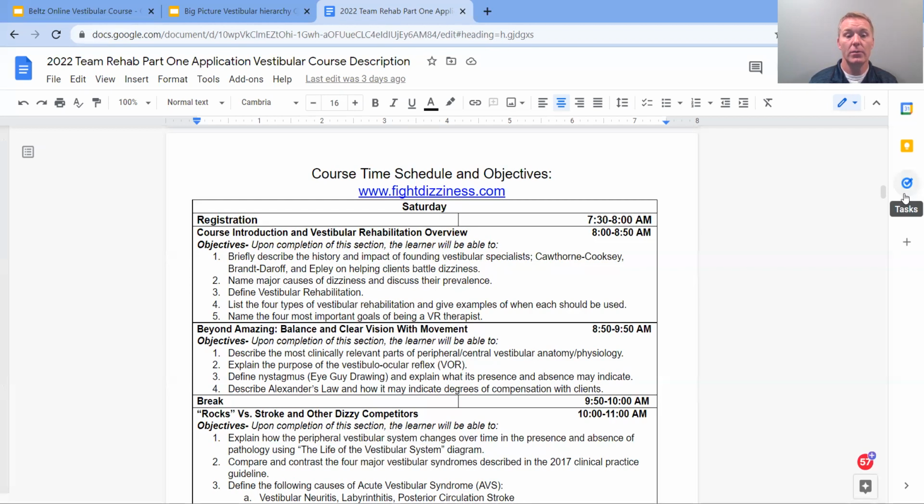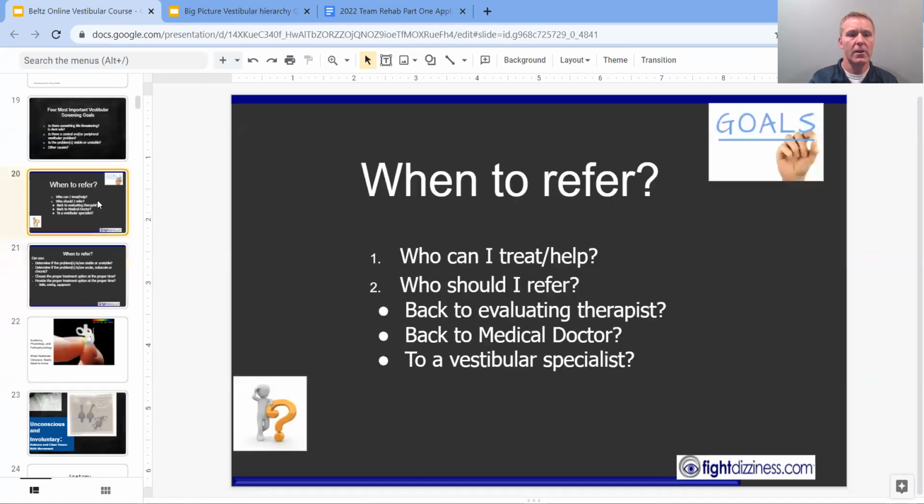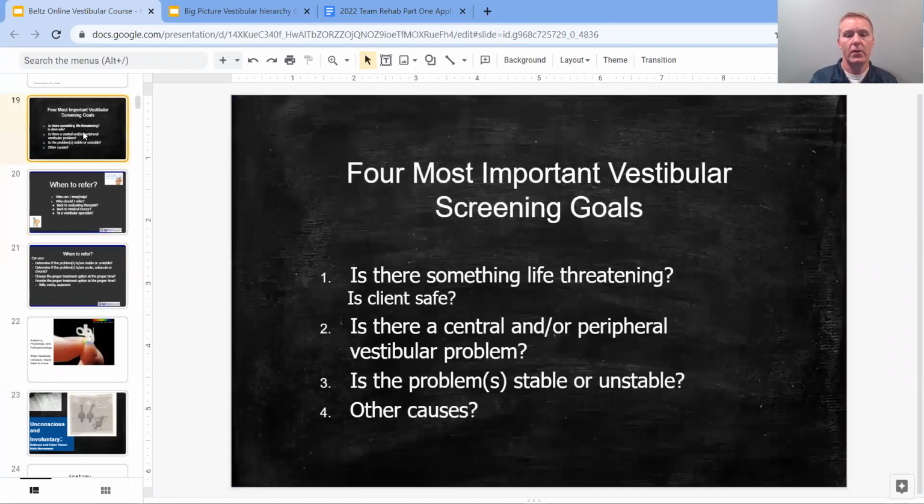And then we named the most important goals of being a vestibular rehab therapist. Is the problem stable? Is there something life-threatening going on? Is the problem coming from their inner ear? And who should I refer back? I guess those aren't the most important, so sorry about that. According to this slide, these are the 4 most important goals. Is there something life-threatening going on? Is there a central and or peripheral vestibular problem going on? Is it stable, or are there other reasons for their dizziness?